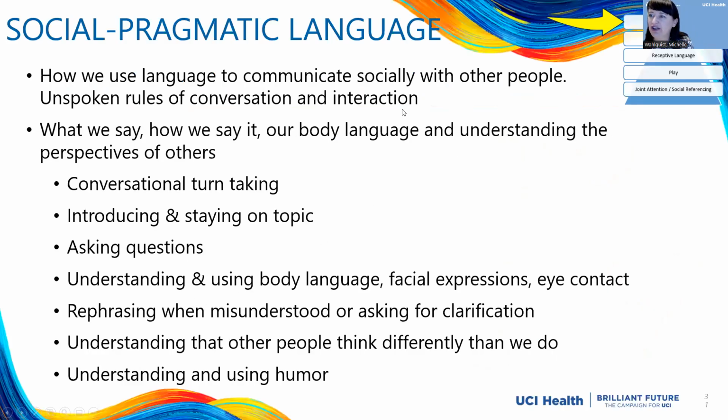Now we're at the tippy top of the triangle, social pragmatic language. We're going to fly through this. Social pragmatic language is how we communicate socially with other people. It's the unspoken rules of communication and conversation. It's what we say, how we say it, our body language, and understanding the perspectives of others. And it involves conversational turn-taking, introducing and staying on topic, asking questions, understanding body language and facial expressions, understanding that other people think differently than we do, and understanding and using humor. Those are just examples. Social pragmatic language is something that's going to be difficult for our children with autism.